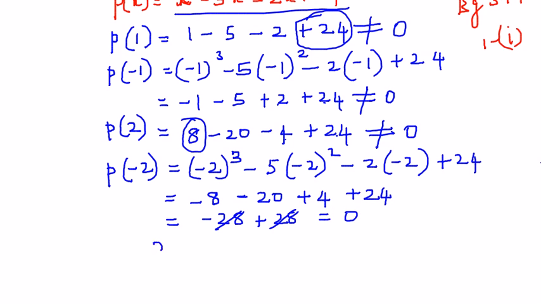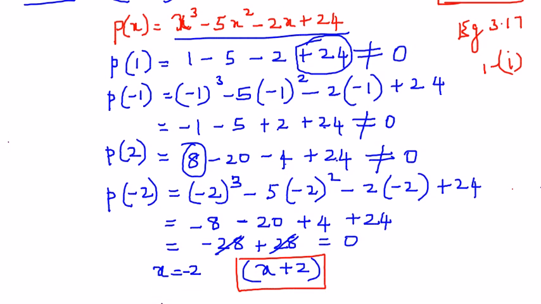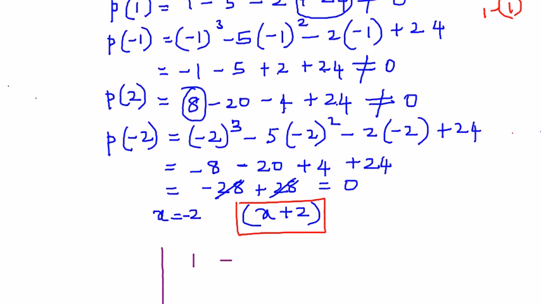So x is equal to minus 2 is a factor. Or another way I can write it is x plus 2 is a factor. Good. You got one factor. What are the others? For that we are going to use synthetic division. To do synthetic division, let's write the coefficients of the given equation. 1, minus 5, minus 2 and 24. We wrote the coefficients of x cube, x squared, x and the constant.